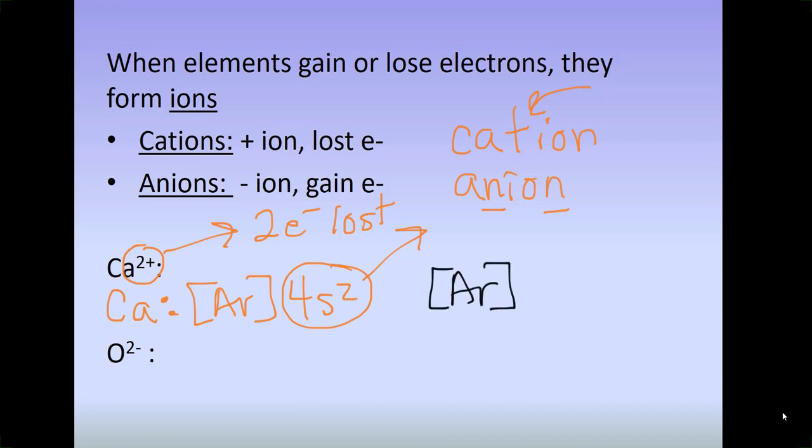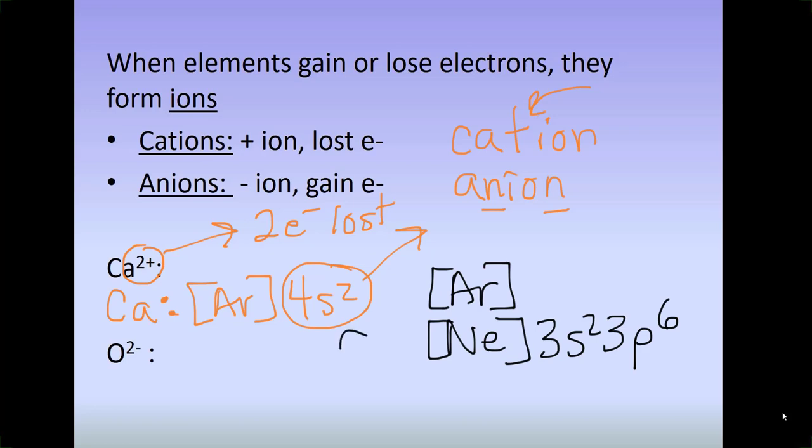Now the answer is just not argon in brackets. You do need to show the last electrons of that electron configuration. And so what you have to do is you have to go back to the last noble gas, which is neon, and then write everything that you need to get to argon. So 3s2, 3p6. That would be your answer for calcium ion.